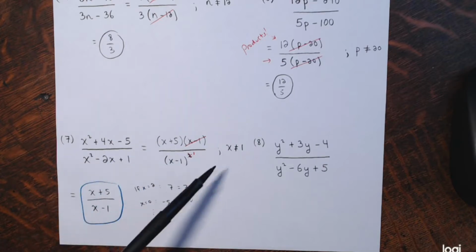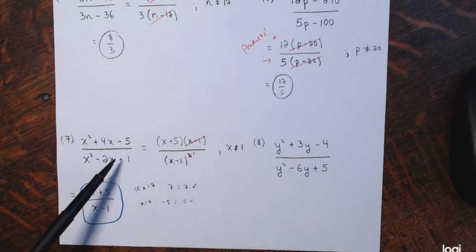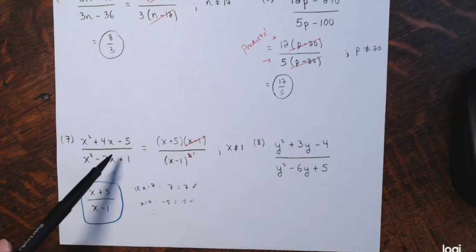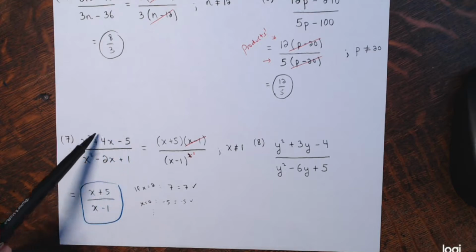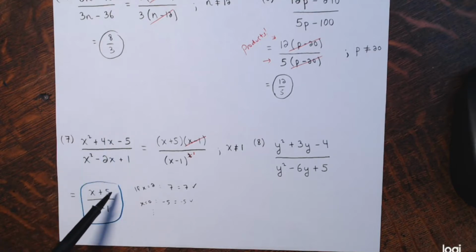Right? Because if you replace x with 1, you'll be dividing by 0, and that's undefined. But replace x with anything except 1, and the value of the original fraction will be the same as the value of our simplified fraction, if you did everything correctly. And you can check that out if you want.